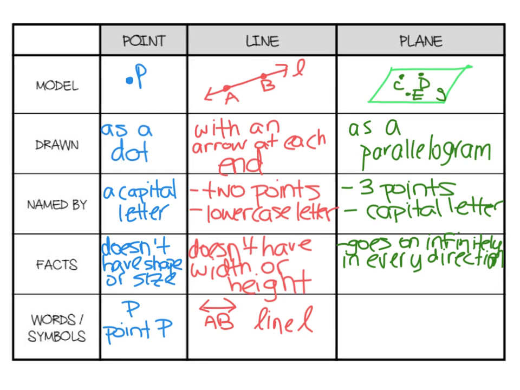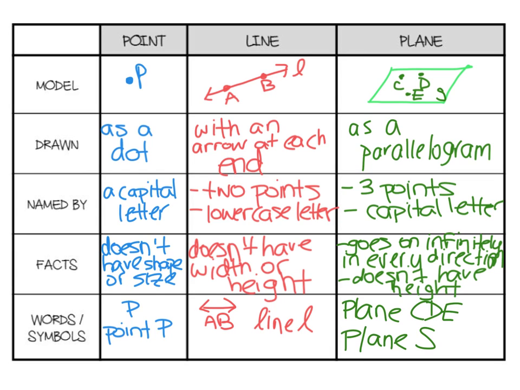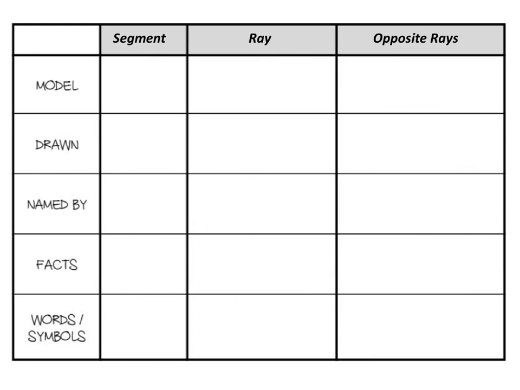Think of the coordinate plane. We graph equations, but we only show like a snapshot of the coordinate plane. Another fact about it is that it doesn't have height. Words or symbols, we could call this plane CDE, or we could just call it plane S. So you could name it by the 3 points that are on the plane, or you could name it by the capital letter that represents the plane.